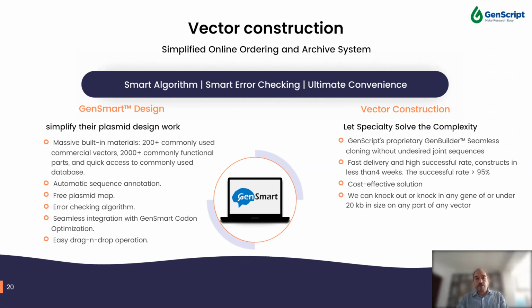Vector construction: we can construct any vector. We have over 200 commonly used plasmids that are available that you can use and customize. We have over 2,000 commonly used functional parts, and we offer quick access to commonly used databases. We perform automatic sequence annotation, free plasmid mapping, error screening algorithms, and it has an easy drag and drop interface. We basically solve the vector construction complexity by making it very simple and easy with ordering from GenScript.